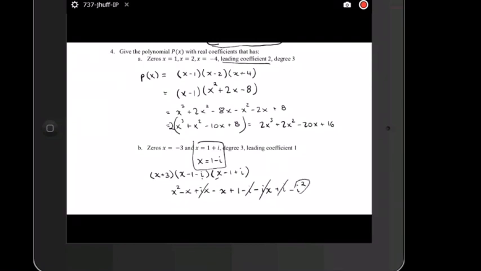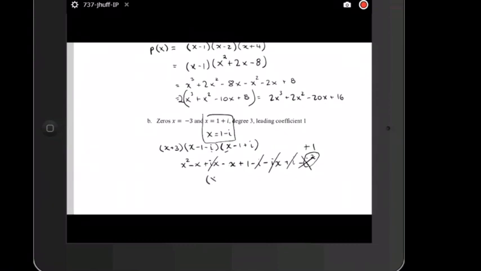Including the i squared equals negative 1. So you can replace i squared with negative 1. So minus i squared really turns into minus negative 1, which is plus 1. So you just replace that with a plus 1. So combining all the like terms there gives you x squared minus 2x plus 2.